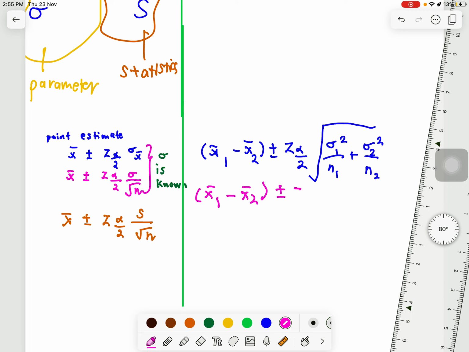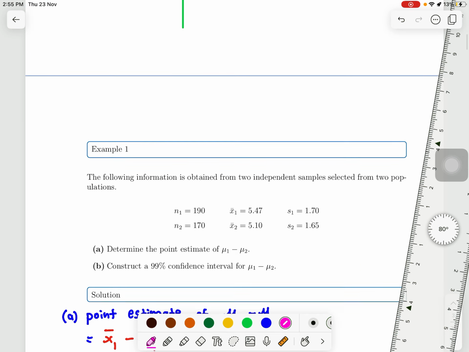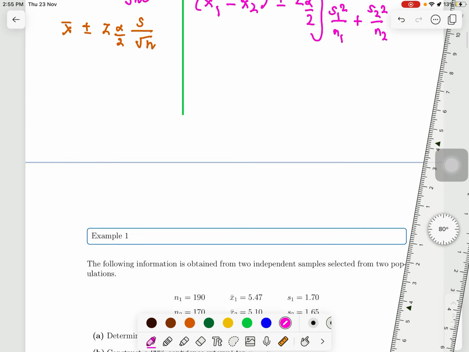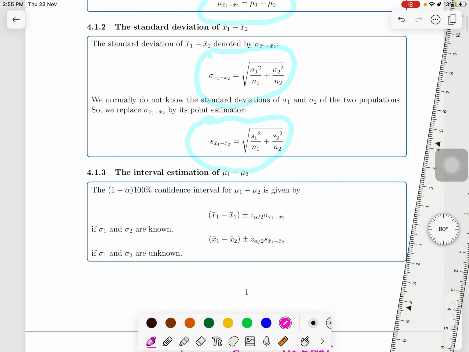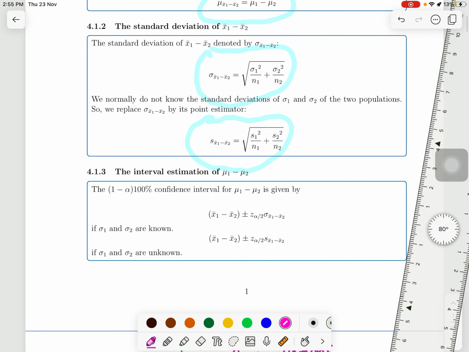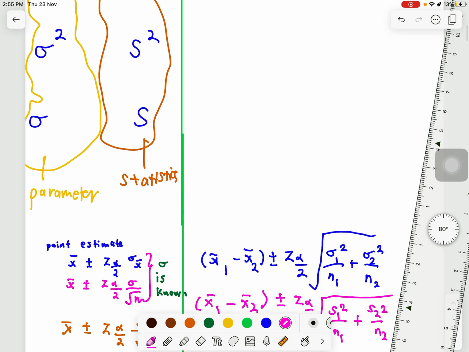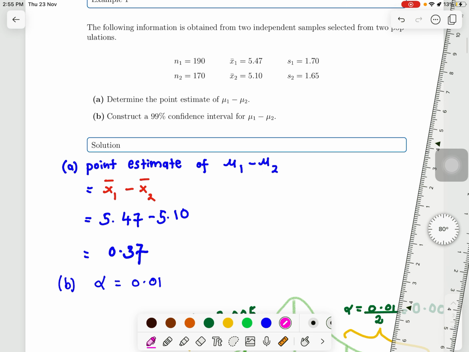Plus minus Z alpha over 2, plus, but yeah, it's just an advance of what we have learned before. So yeah, let's take a look at our first example.